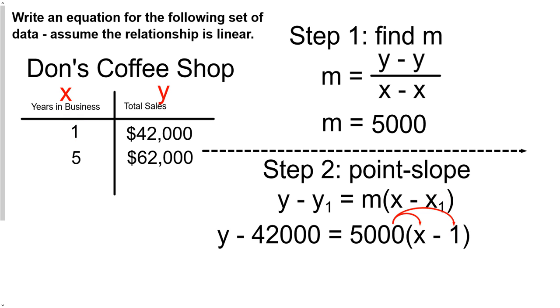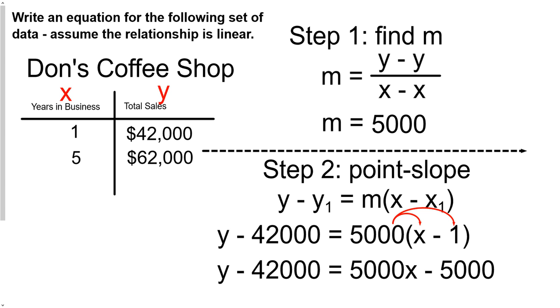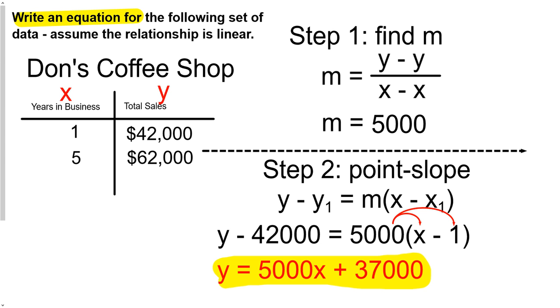The next thing that we do is we distribute 5,000. Well, actually, pull down the y minus 42,000 because we're not ready for that yet. And then 5,000 times x is 5,000x, and 5,000 times negative 1 is negative 5,000. And now we can just simply add 42,000 to both sides, and you'd be left with the equation of y equals 5,000x plus 37,000. Okay? So as far as what this question wanted us to do, we've done it. y equals 5,000x plus 37,000.